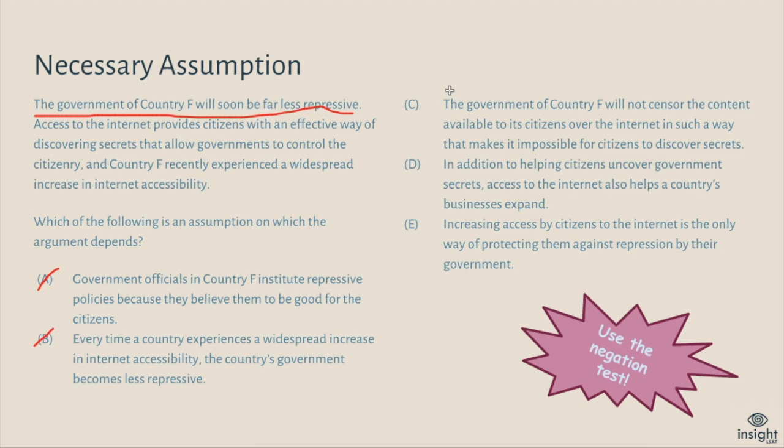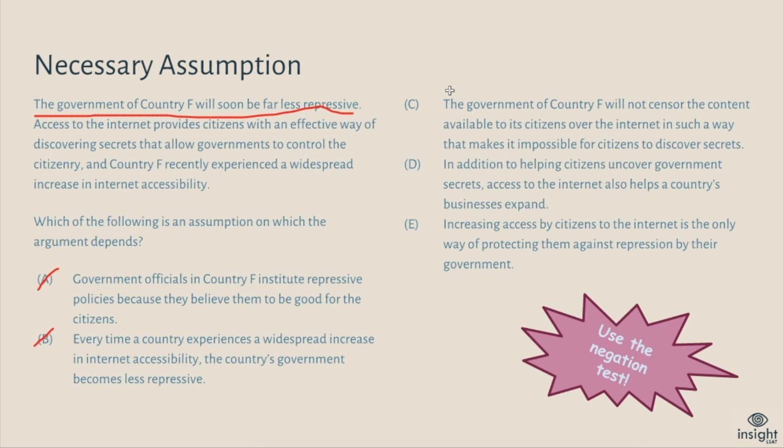Okay, moving on, looking for that necessary assumption. C. The government of country F will not censor the content available to its citizens over the internet in such a way that makes it impossible for citizens to discover secrets. Now, is that necessary? Let's negate it. It's not the case that the government of country F will not censor the content. So we have a double negative there. So we can just make that into a positive, and that ends up being that the government of country F will censor the content available to its citizens over the internet in such a way that makes it impossible for citizens to discover secrets.